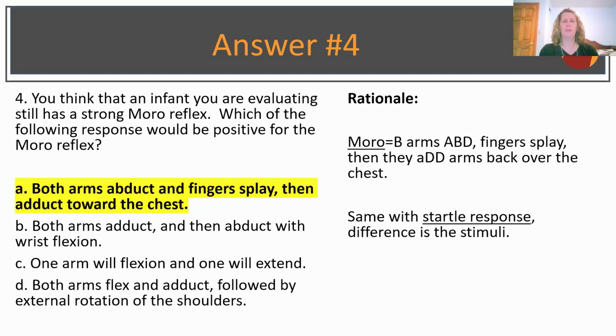Number 4, you think that the infant you're evaluating has a strong Moro reflex. What would you see, right? Yeah, you drop their head a little bit. Those arms are going to abduct, the fingers splay, and then they adduct back toward their chest. So yep, that's exactly right. Good, 93% of you got that right.